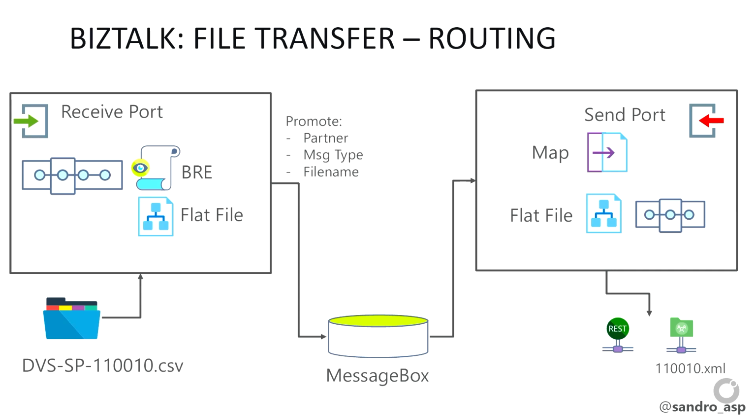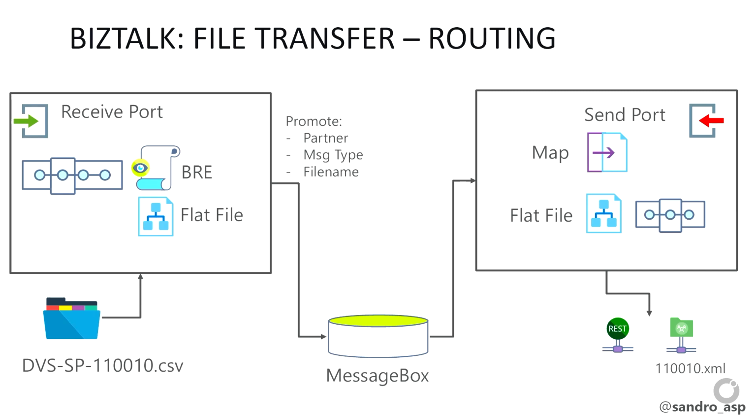We need to remove that header, and you need to route based on the partner to different FTP servers. So what I have in BizTalk, in my client, is a pipeline that does the flat file to XML conversion, because I need to remove the header. There are business rules being called inside the pipeline to split the name, promote the partner, and promote the file name, and then send to the message box. That's going to be subscribed by different send ports and sent to different FTP adapters, okay?